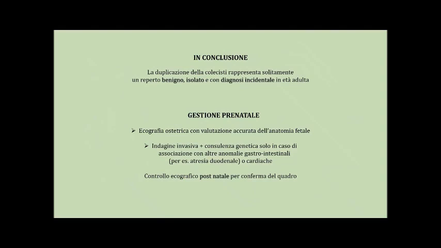Therefore, duplication of the gallbladder is a benign finding, usually isolated, and with a diagnosis that, in most cases, occurs incidentally in adulthood. In prenatal management, it is possible to reassure the patient by performing a detailed and accurate obstetric ultrasound of the fetal anatomy, an assessment that will allow us to rule out any association with other structural anomalies.